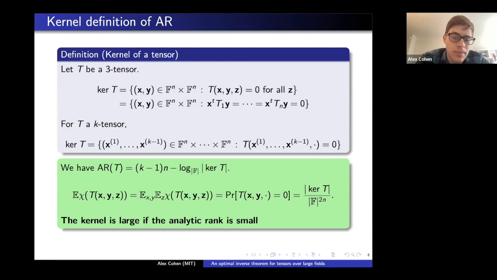And the idea here is that this should be viewed as some kind of analytic version of the codimension. Because if the kernel were a linear variety, then the number of elements would be size of F to the dimension of the kernel. And so taking the log is like an analytic version of the dimension of the kernel. And then subtracting that from k minus 1 times n is like an analytic version of the codimension of the kernel. But anyways, the point is that the kernel is large if and only if the analytic rank is small, which is analogous to the case of matrices. The kernel of a matrix is large if the rank is small.